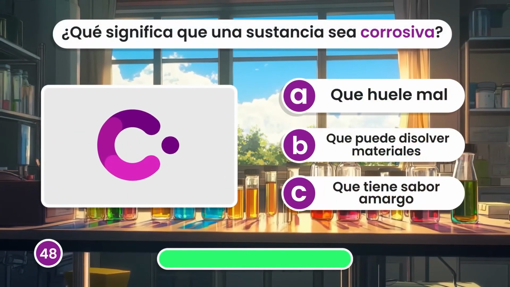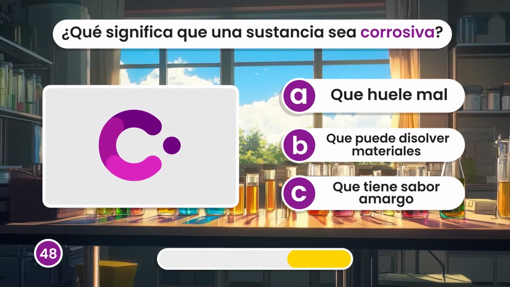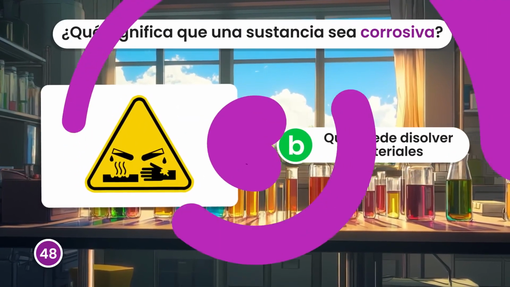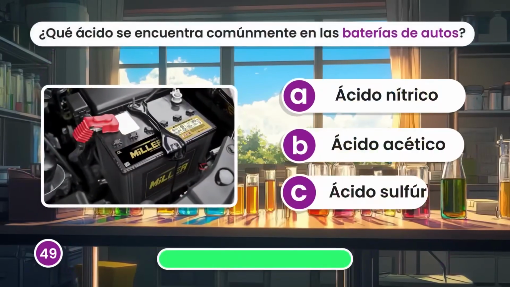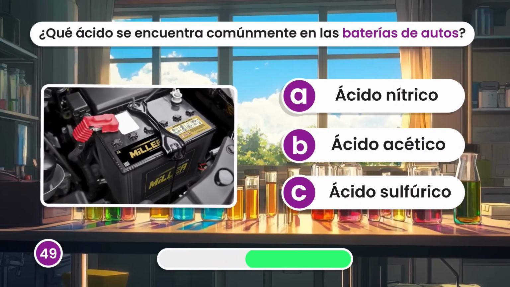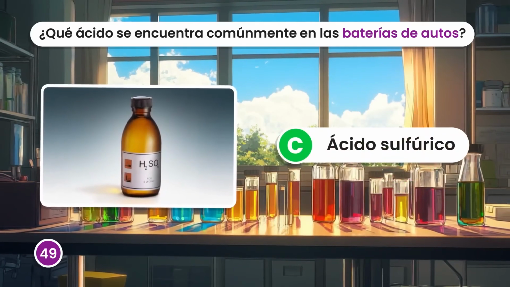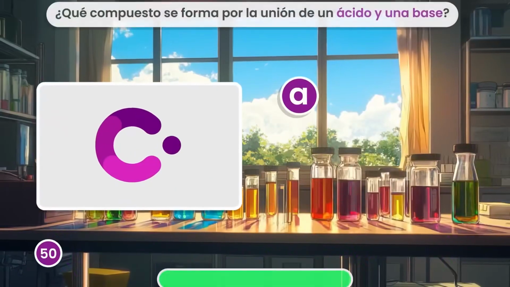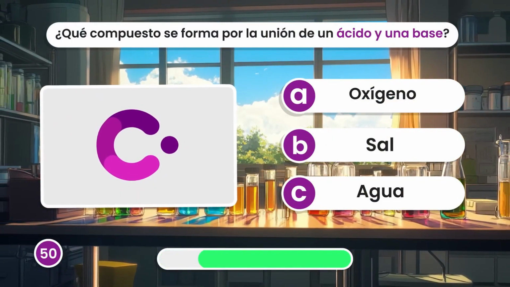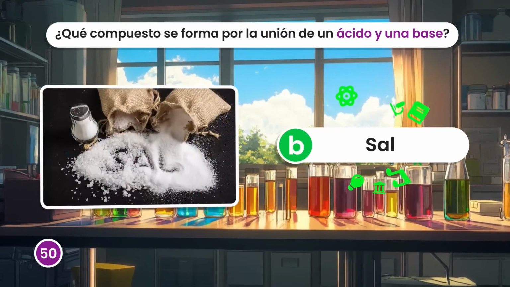What does it mean for a substance to be corrosive? That it can break down materials? Which acid is usually in car batteries? Sulfuric acid. What compound results from combining an acid and a base? Salt?